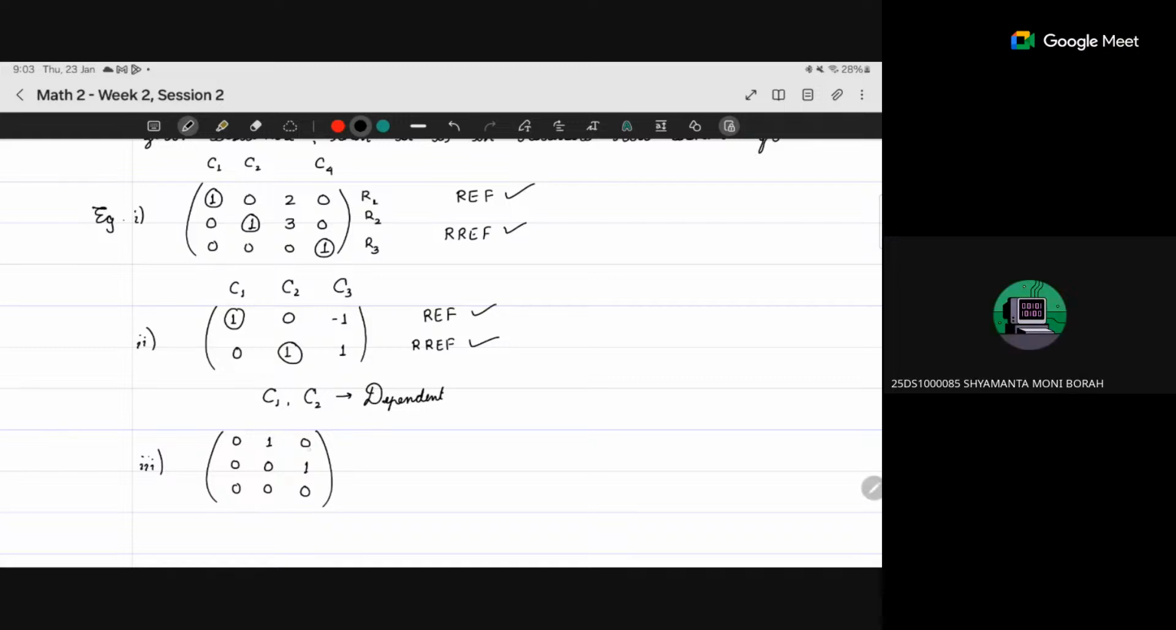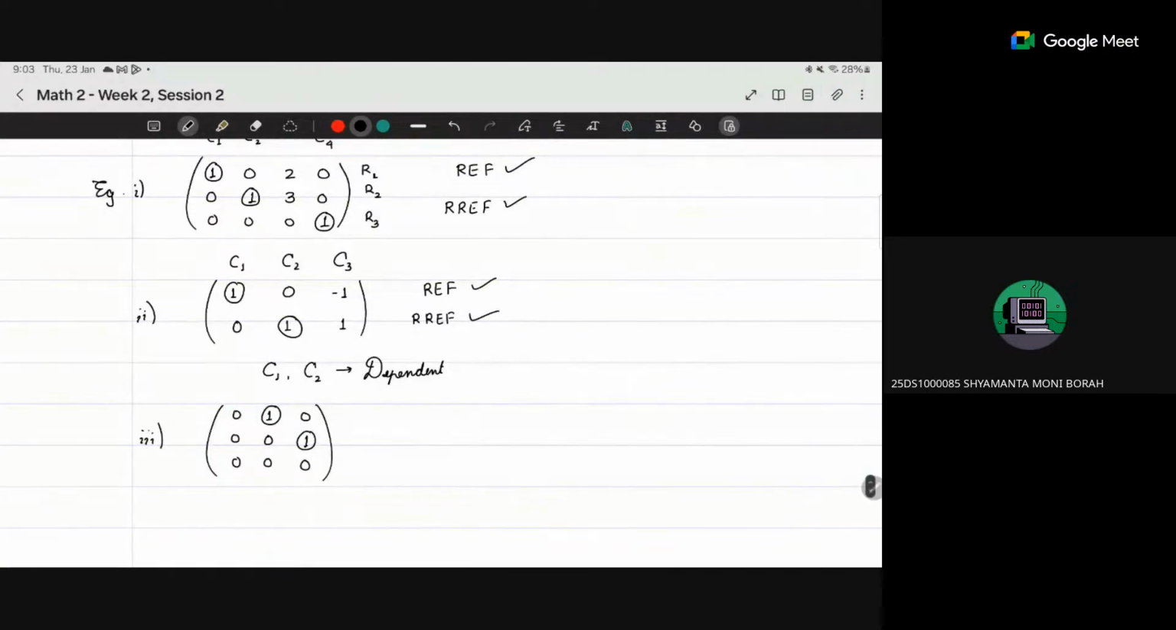So how do you go about doing it? Look at row 1, mark the leading entry. Look at row 2, mark the leading entry. There's nothing in row 3. So we have to consider the columns C2 and C3 and see if there are any other non-zero entries in those columns. It turns out there aren't. So this is in REF, and also RREF. RREF means REF also, so I can just say this is in RREF.